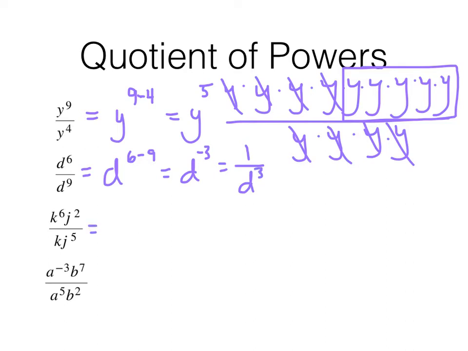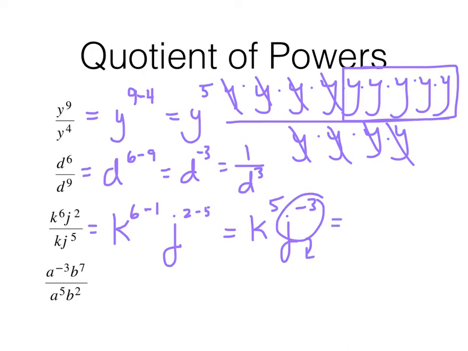Next one. This time we've got two different bases, so deal with the k first. k to the 6 minus 1, don't forget about that invisible 1. And then j to the 2 minus 5. 6 minus 1 is 5, so k to the 5th is in my answer. 2 minus 5 is -3. We already learned in class that that part can't stay. It's got to go to the bottom of the fraction. Anytime you have anything in math that isn't a fraction, you could write it with a denominator of 1 if you want to.